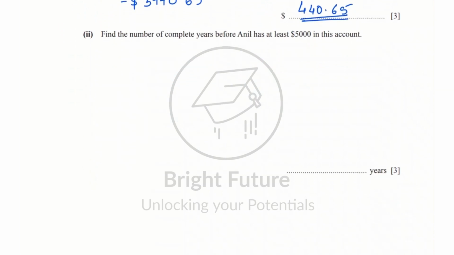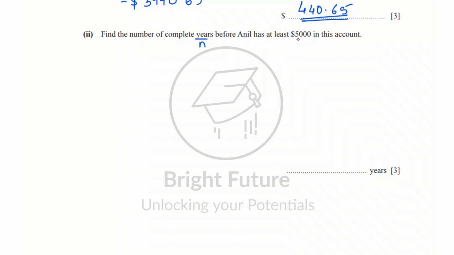Find the number of complete years before Anil has at least 5,000 in this account. So here you can do this with trial and error, or you can also do it using the log. Find the number of years, complete years, that is N, before Anil has at least 5,000 in his account.